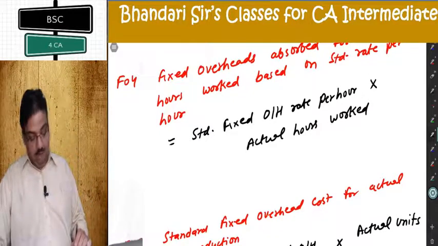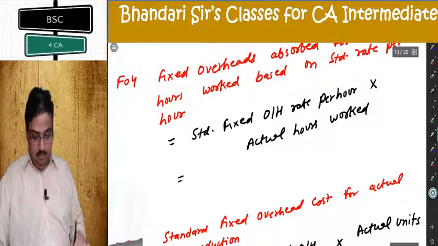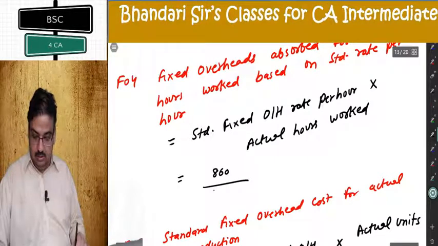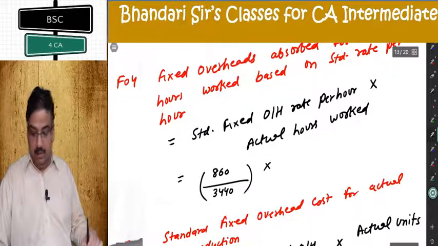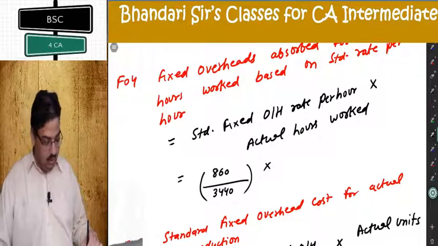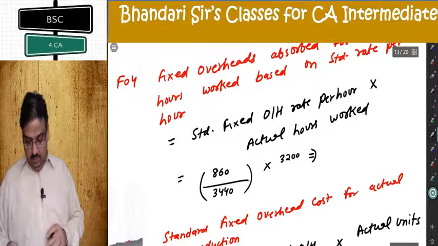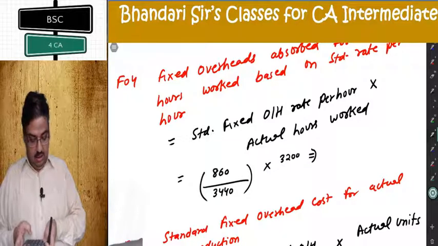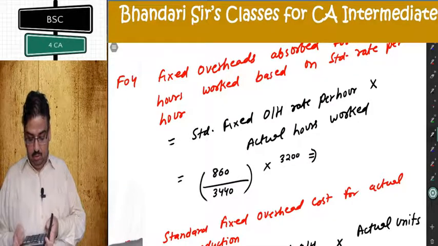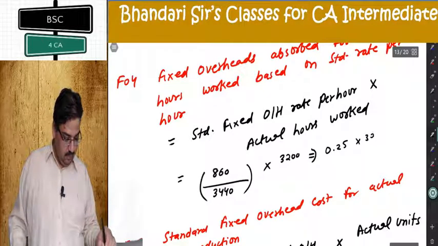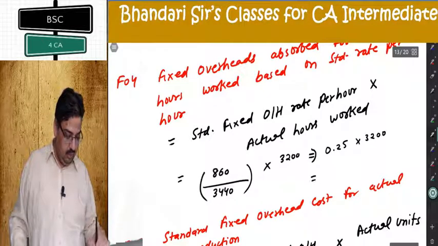Now FO4, very simple. Budgeted 860 divided by budgeted hours 3440 multiplied by actual hours. Actual hours are 3200. 860 divided by 3440, this is 0.25, multiplied by 3200, rupees 800.